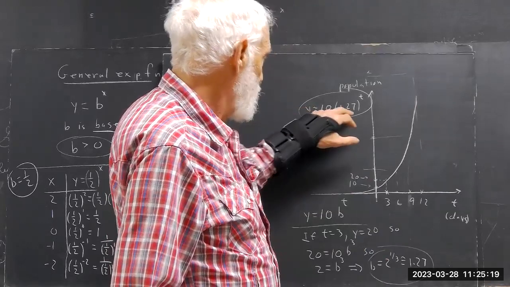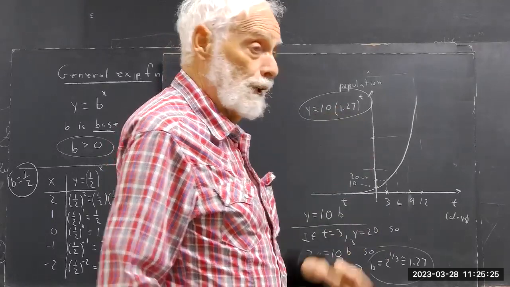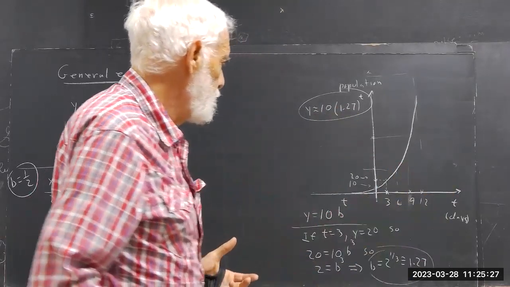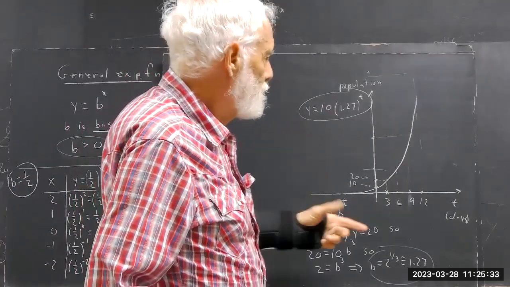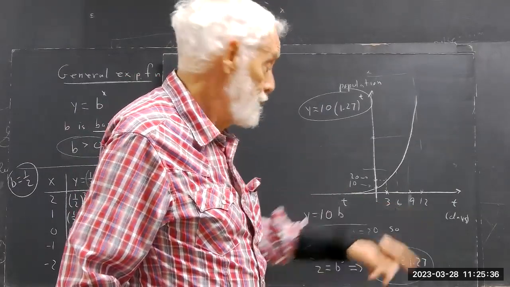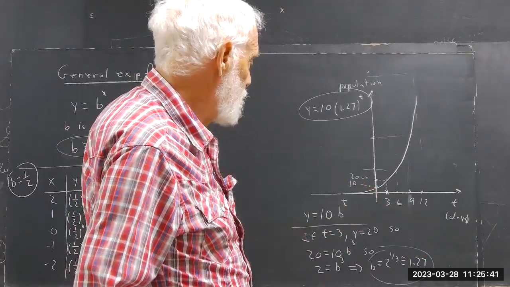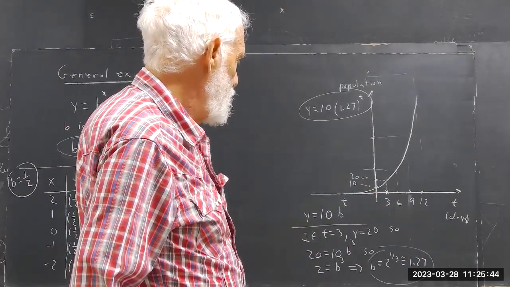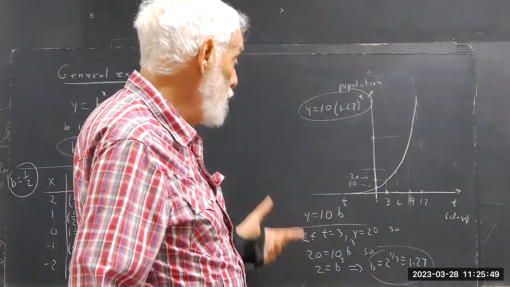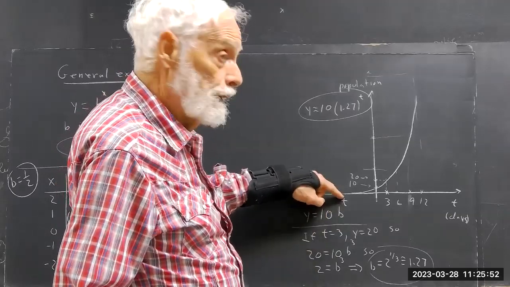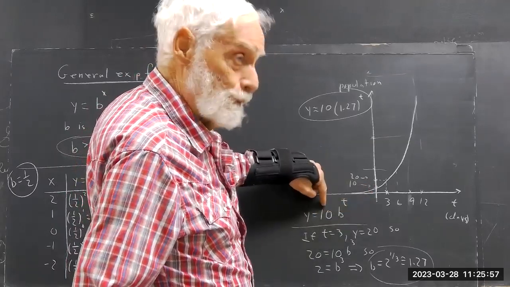Now, this function isn't totally accurate. But if the thing doubles every 3 days, and if it's equal to 10 when t equals 0, then it's got to be of the form y equals 10 times b to the t. Why 10? Because when t equals 0, b to the t is 1, and we get 10. So when t equals 0, we're going to have 10 here.